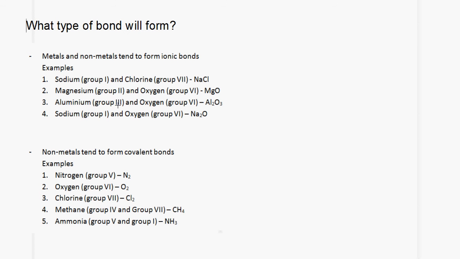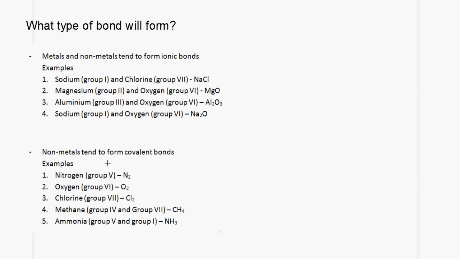Aluminum is in group 3 and oxygen is in group 6. When they combine, they form aluminum oxide, and the bond in here is ionic. Sodium is in group 1, oxygen is in group 6. When these two react, they form sodium oxide, which is also ionic. So generally, a metal and a non-metal will form an ionic bond.